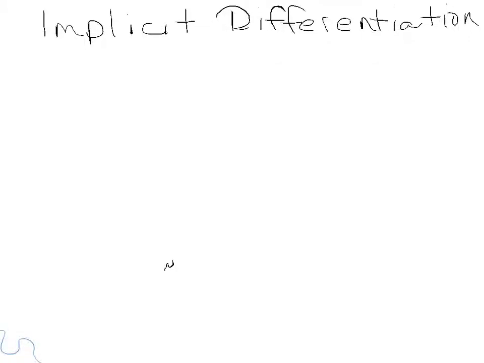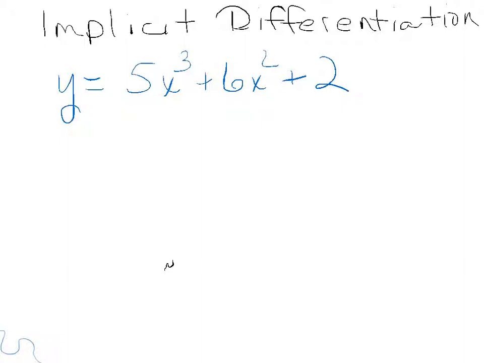So as we look at implicit differentiation, we need to discuss what is an implicit equation and what is an explicit equation. If I have y equals 5x cubed plus 6x squared plus 2, this is an explicit form of the equation. We solved for y. Your equation is written explicitly when you solve for y.